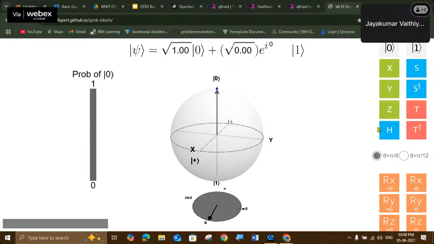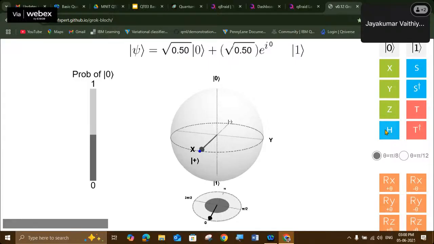If you're applying Hadamard, you'll get equal superposition. Okay, so click 0, click Rx. Now whether it is in superposition or not, click stage 0, click Rx. It is in superposition. That's all.